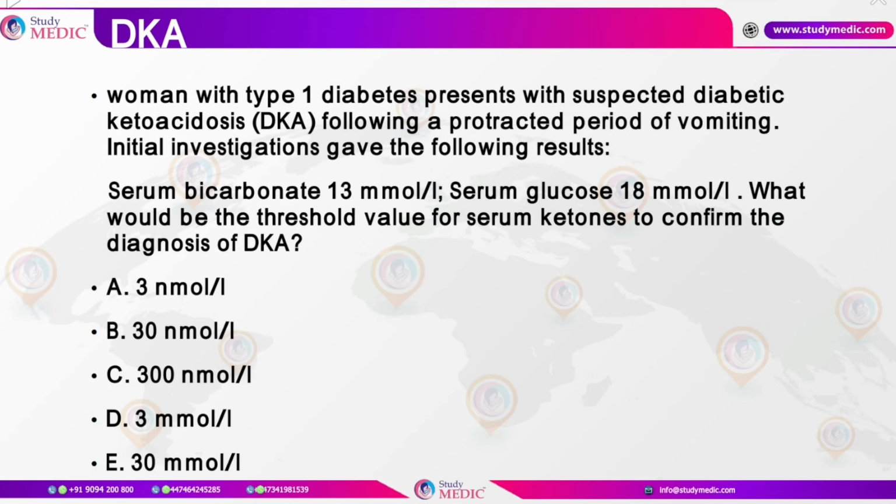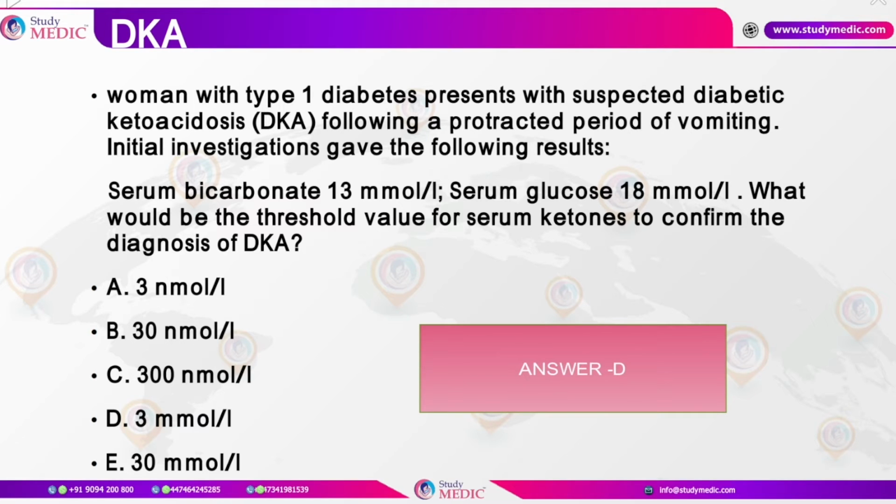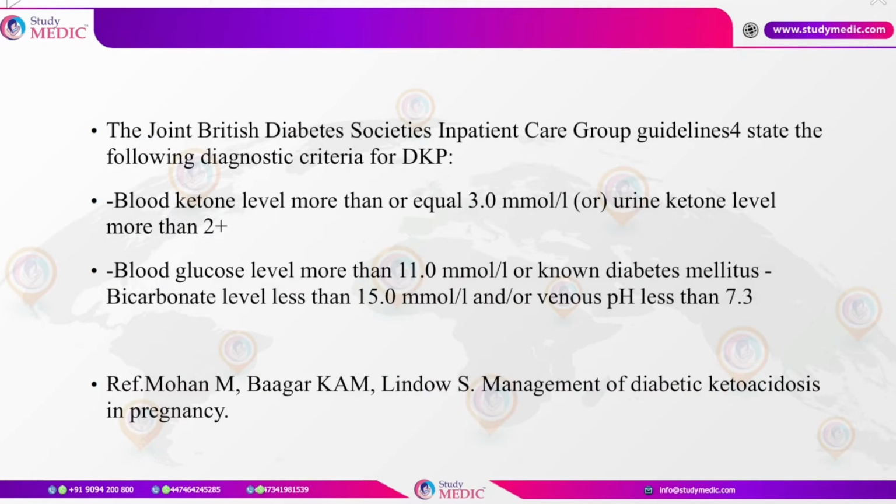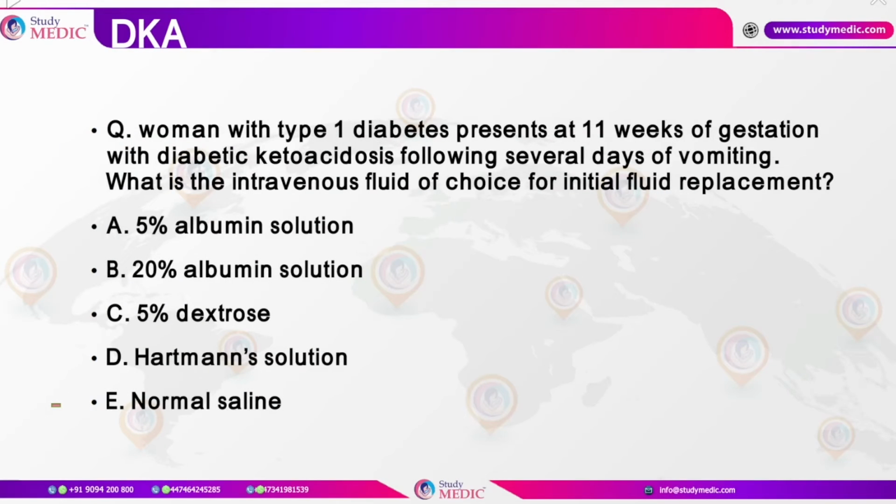Coming to the question: a woman with type 1 diabetes presented with suspected diabetic ketoacidosis following a protracted period of vomiting. Initial investigation gives the following results: the bicarb is 13 millimole, the serum glucose is 18 millimole per liter. So what would be the threshold value for serum ketone to confirm the diagnosis of DKA? Wonderful. The answer is 3 millimole per liter. This is the criteria given by the Joint British Diabetes Society Inpatient Care Group guidelines. So please remember this criteria very well.